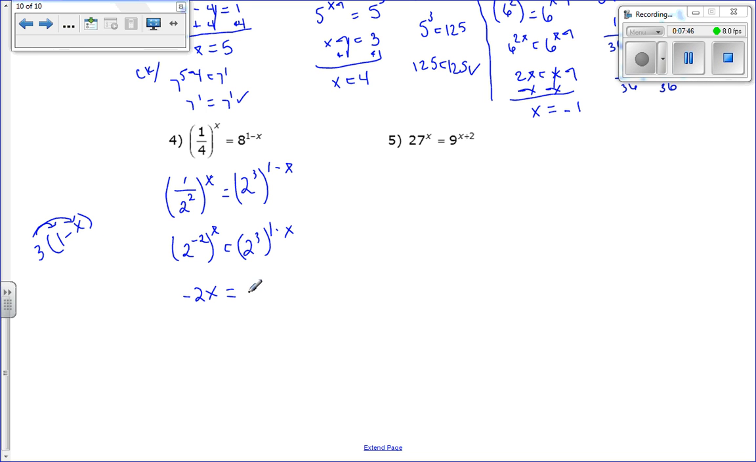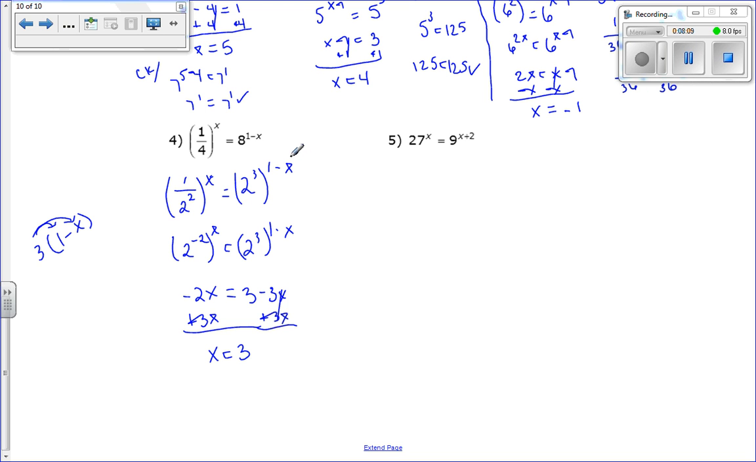So I'd have 3 minus 3x. And I'm going to add 3x to both sides. So this becomes x equals 3.